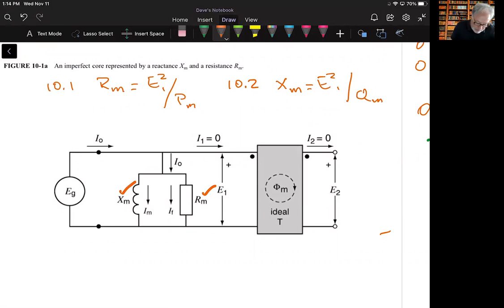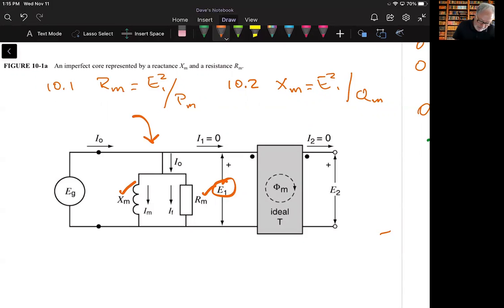And R sub M is the resistance representing the iron losses. X sub M is the magnetizing reactance of the primary winding, the inductive effect. And E1, these are all based on the voltage associated, the induced voltage. P sub M is the total iron losses in watts, because that's what we're trying to account for here, right? These iron losses result from eddy currents and hysteresis. And Q sub M is the reactive power that's needed to set up the mutual flux between the two.